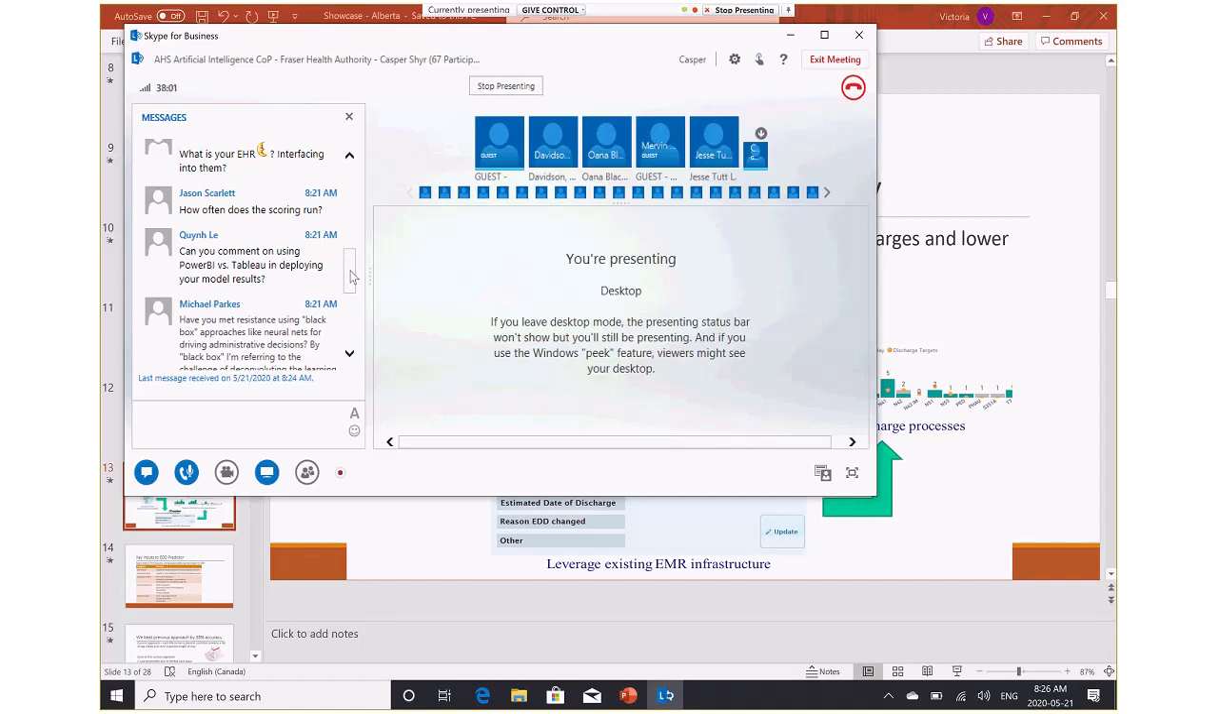I think I forgot to mention this earlier. The NACE algorithm is run at the beginning of the hospital journey. So the moment they come into the hospital, the algorithm will automatically run and deliver that information.